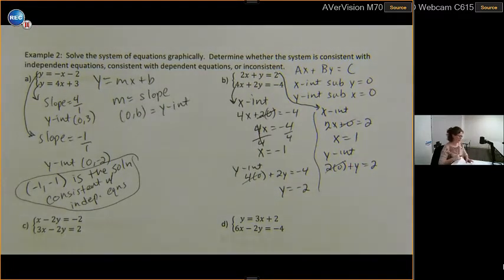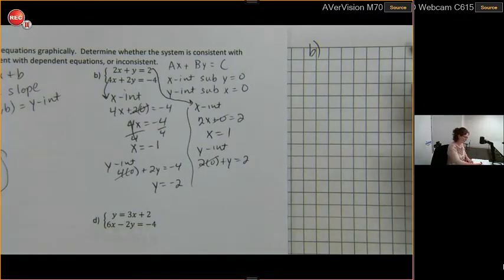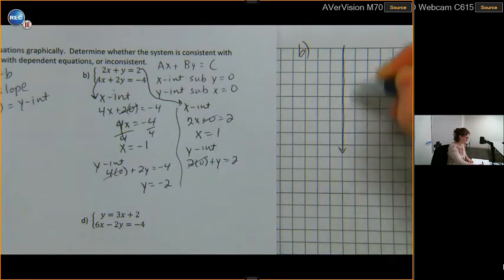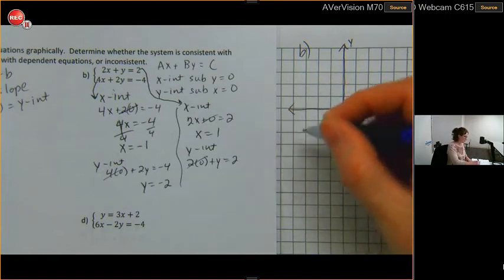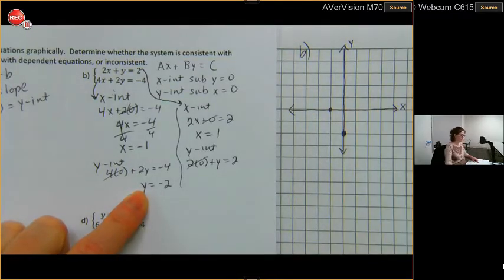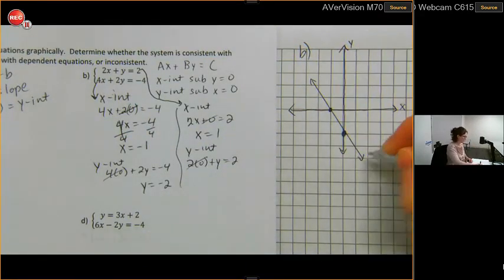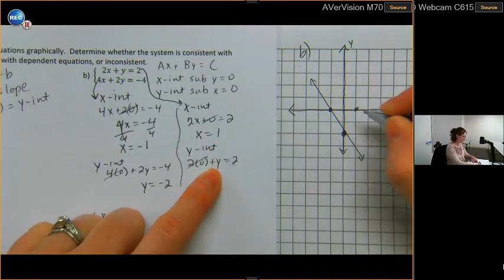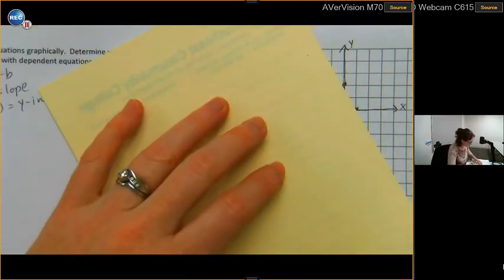I'm going to go back to my graph paper and draw the xy axis. And I plot x equals negative 1, y equals negative 2. Those 2 points make my first line. Then I have x equals positive 1, y equals positive 2. Those 2 points make my next line.